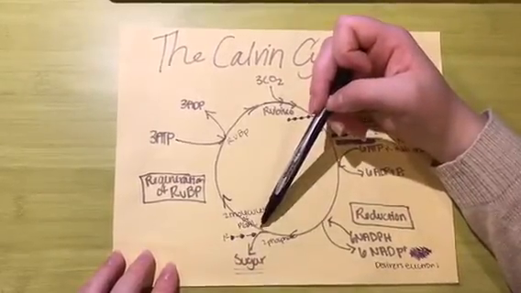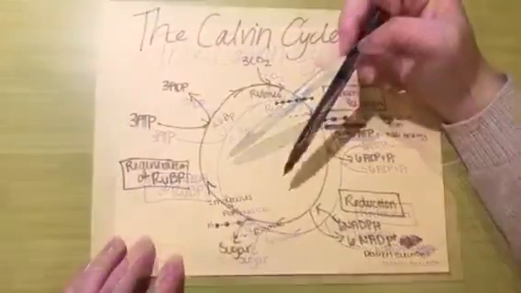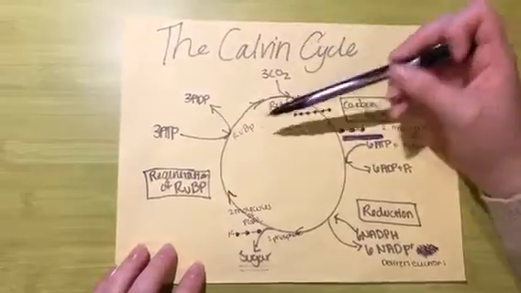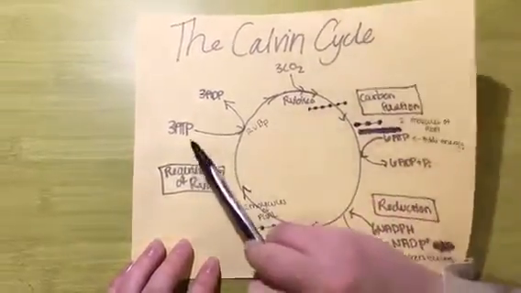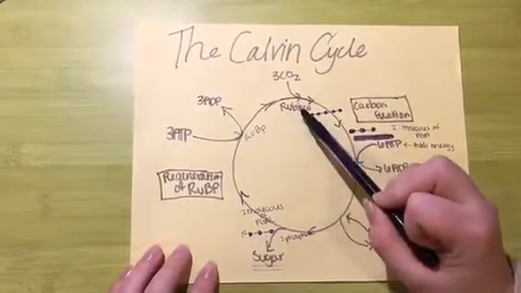Other PGAL that is left in the cycle is then regenerated. So like I said, some PGAL molecules reform the 5-carbon sugar with the help of energy from ATP. Each 5-carbon RuBP then is ready to enter the cycle again.